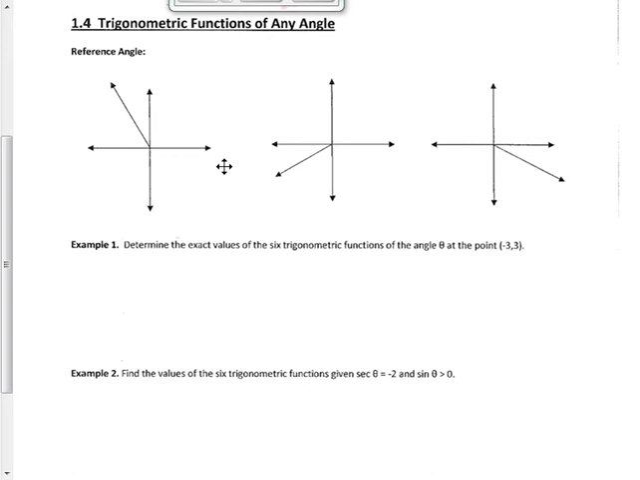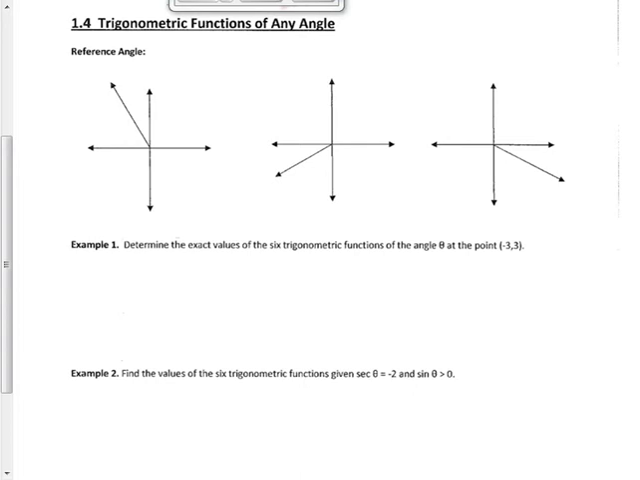Let's take a look at reference angles. A reference angle by definition is the acute angle formed between the terminal side of the angle and the x-axis. So basically, in order to find that reference angle, you're going to need to add or subtract the angle to 180 or from 180 to 360 or from 360.